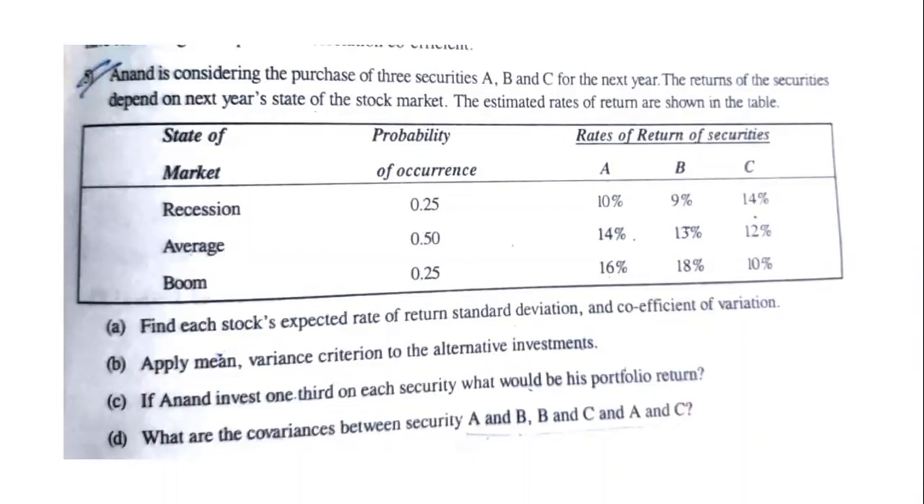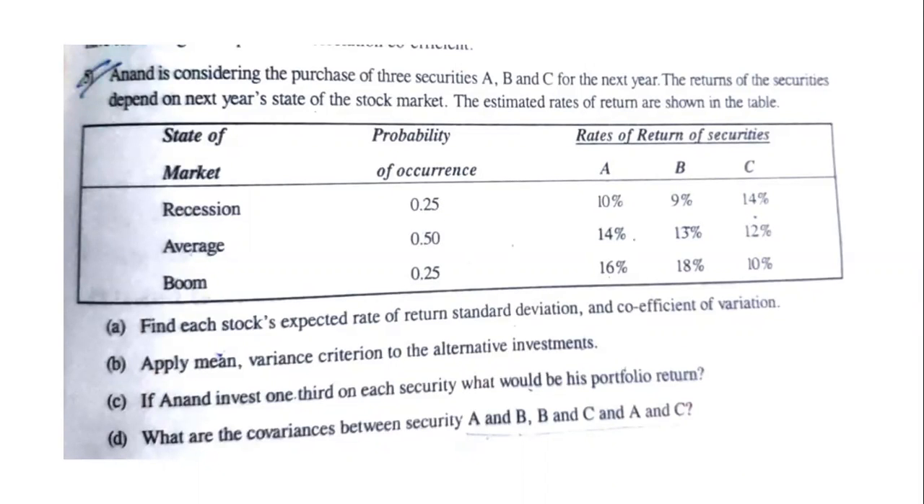So there are three states of market. One is recession, so probability of occurrence is 0.25. Average of the economy 0.50 and boom is 0.25. And we have A, B, C securities and their return for the particular state of the market. Now the first question is to find each stock's expected rate of return, standard deviation and coefficient of variation.